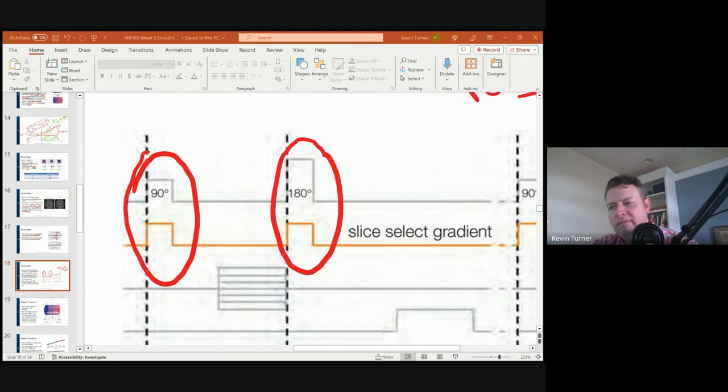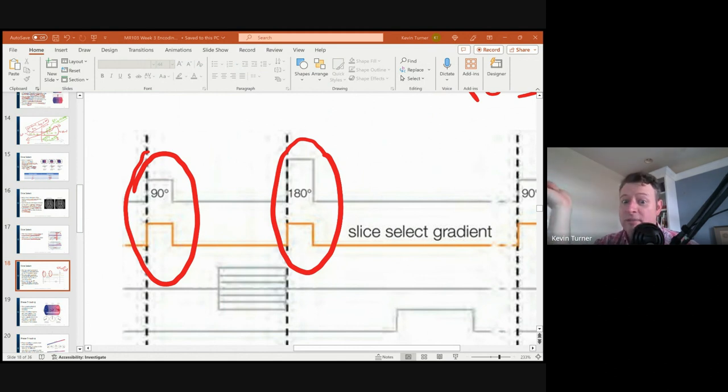I'll tell you, these two quiz answers can be answered with the following statement. The slice select gradient turns on any time you're putting RF energy into the patient. Every time RF energy is going into the patient, the slice select gradient is turned on. You never use RF energy without the slice select gradient being turned on. And you never turn on the slice select gradient without putting RF energy into the patient. They are married. They go together. Always and forever. There's no exceptions to that rule.